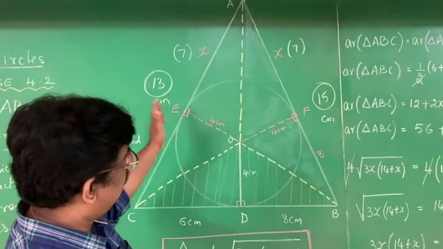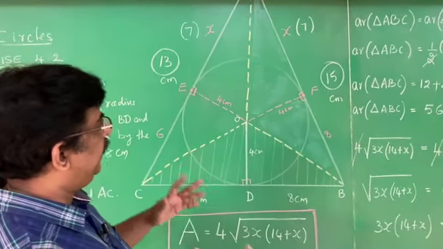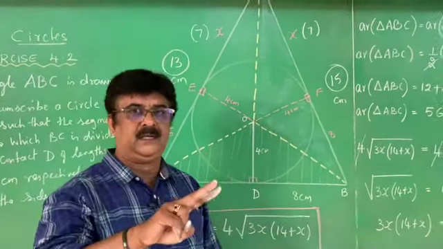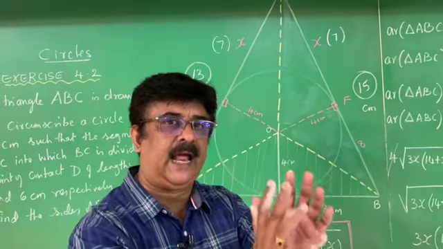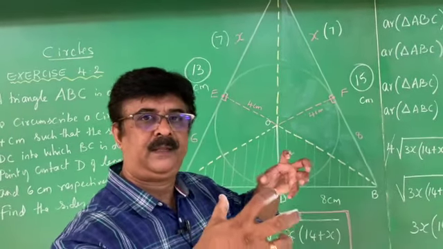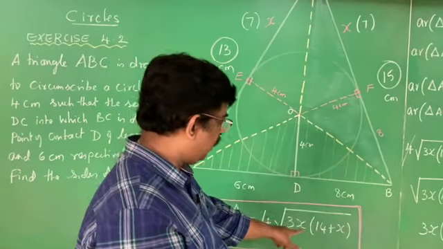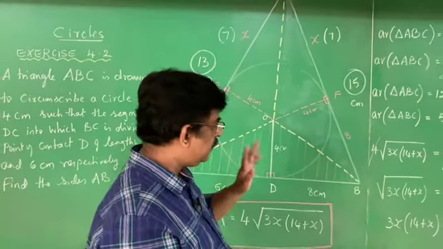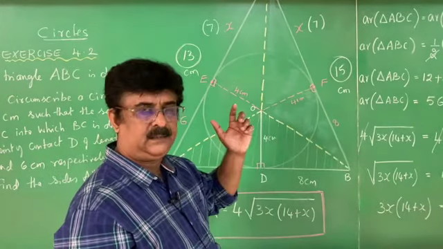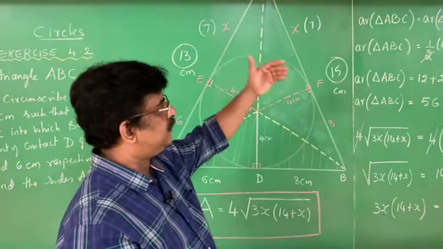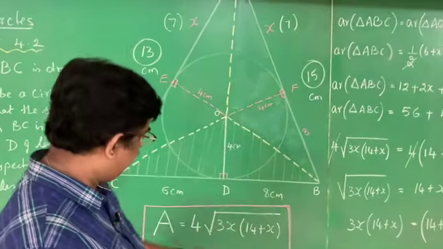To calculate the other sides, we go for Heron's formula. The idea is like this. We are finding the area of this triangle by two different methods. One is by Heron's formula, another is by the regular formula of the triangle. And then we are comparing both. See, here in Heron's formula, we got the area as 4 root 3x into 14 plus x. Heron's formula: a plus b plus c is equal to 2s, semi-perimeter. Using that, area is equal to square root of s into s minus a into s minus b into s minus c. I applied it, I got this area.